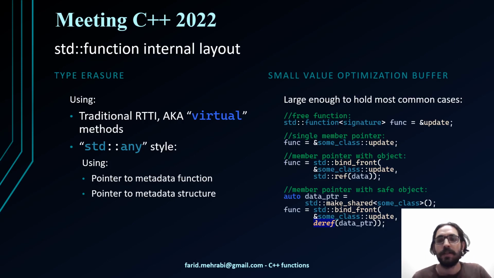The second item stored in a std::function is the small value optimization buffer. As with many other std classes, this class too uses small value optimization. This buffer should be large enough to hold the most obvious cases of usage of std::function. For example, a free function pointer with exactly matching signature should not be put on the dynamically allocated memory. It can be stored in the small value buffer.